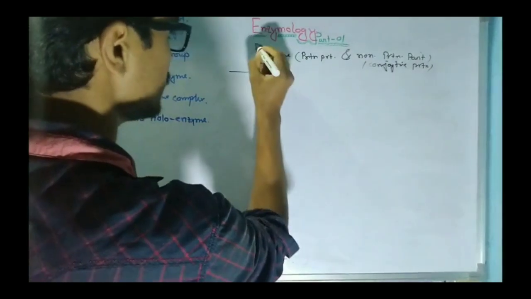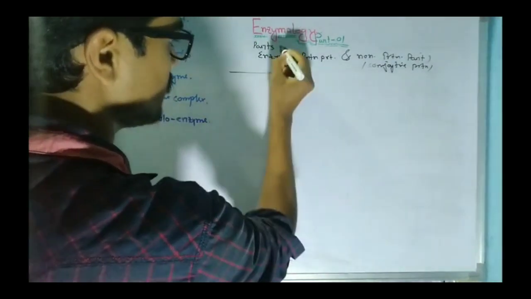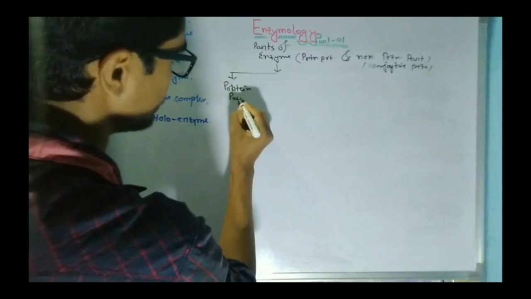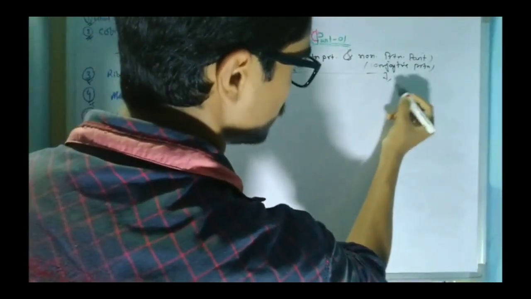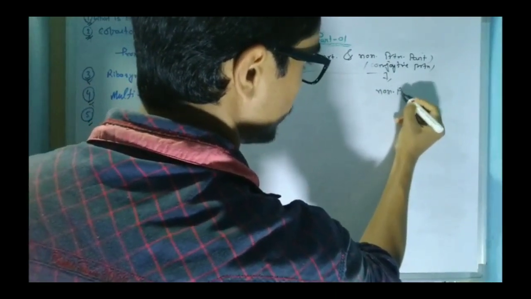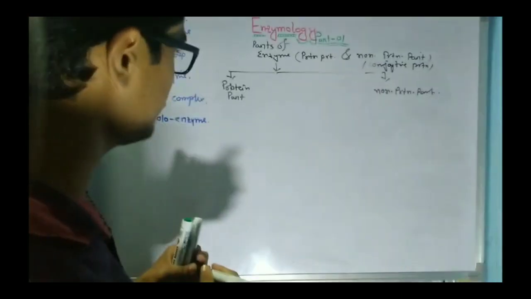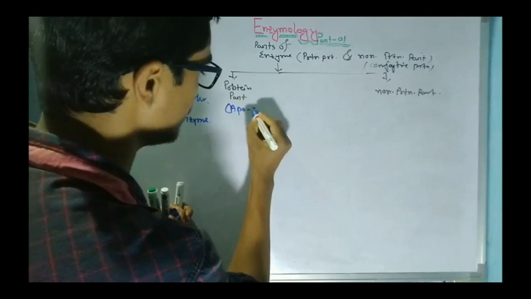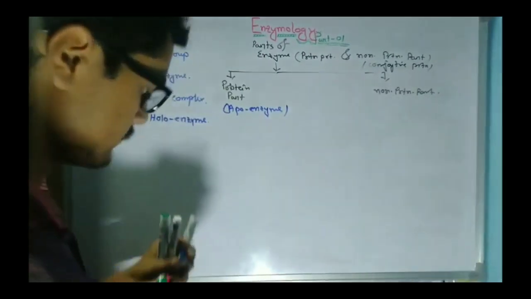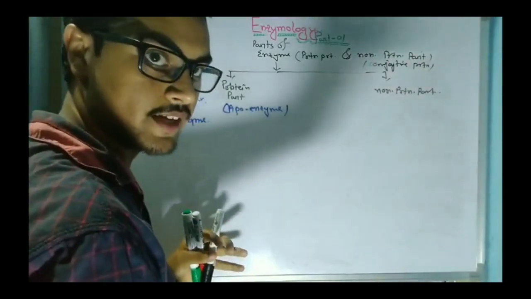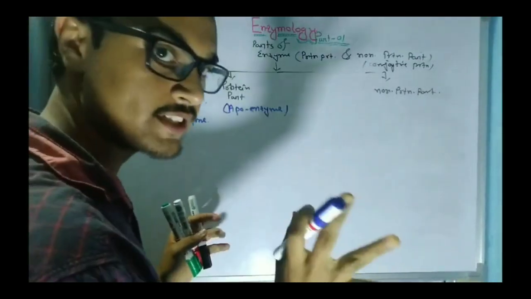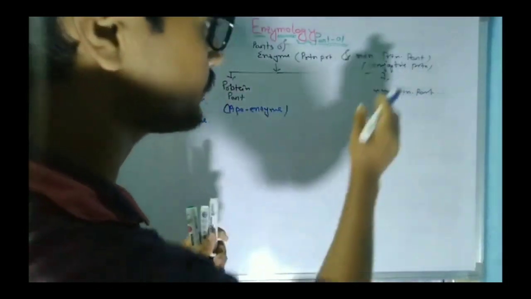So let me classify it. This is about the parts of enzyme, not the enzyme classification. Parts of enzyme: it is made up of the protein part, and the non-protein part, the conjugative protein part. If you remember, I said a few minutes ago that the protein part of the enzyme is known as the apoenzyme. It is very general for each and every enzyme, whether it consists of only the protein part or of the protein part along with the non-protein part. So this is about the protein part.